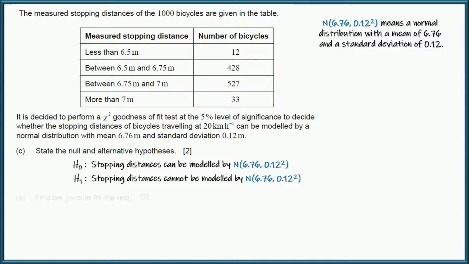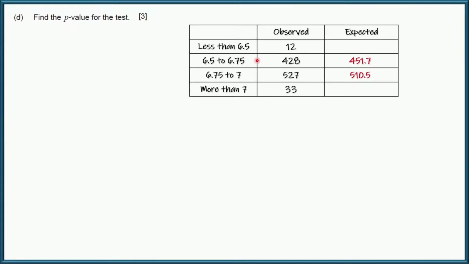All right. So find the p-value for the test. This is where we're going to do a chi-squared test. So what we need is observed and we need expected. These are the observed values, and we were figuring out the expected, even though they didn't call it that earlier. In fact, in the previous two questions in part B, we found that the expected values were 451.7 and 510.5 for those two right there.